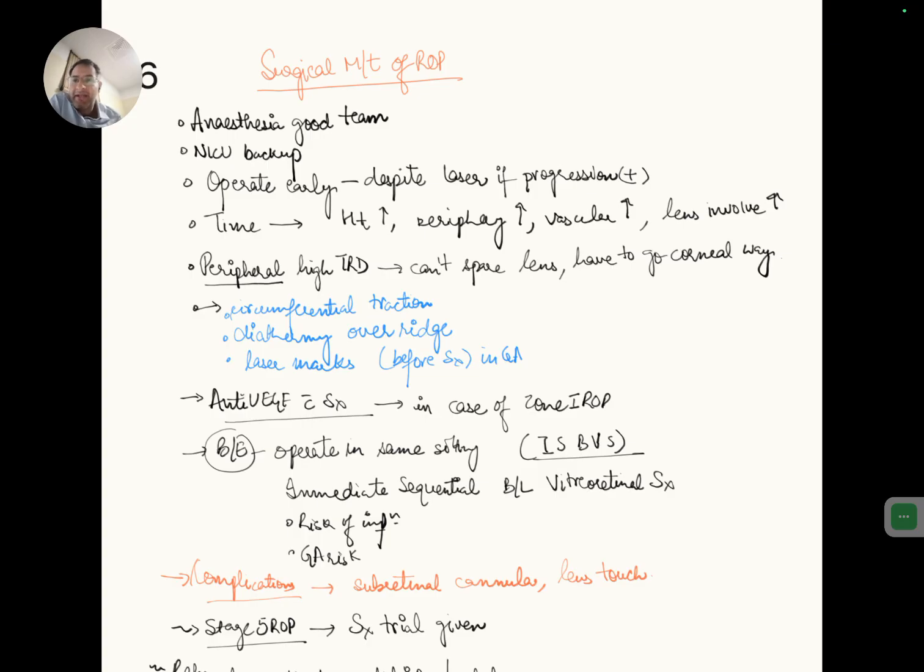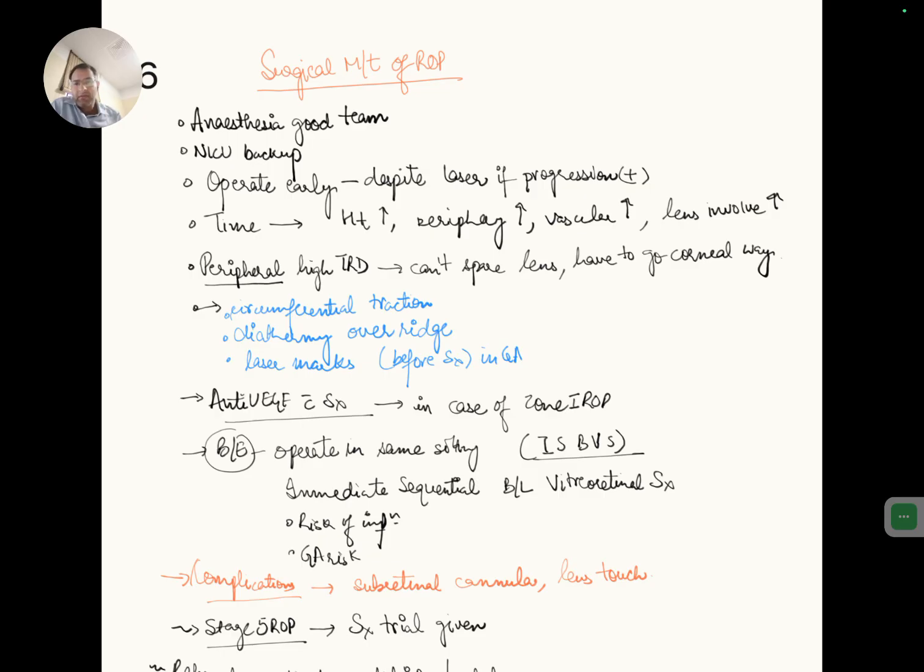For surgical management of ROP, what is the most important need is a good anesthesia team, the NICU backup, because without these, surgery with just a retina person or a pediatric retina person is not possible. We need a good anesthesia team because the babies are premature. They are not adult people. Probably a pediatric anesthetist and an NICU backup is a must. We have to operate early, especially if there is progression despite doing the laser therapy.